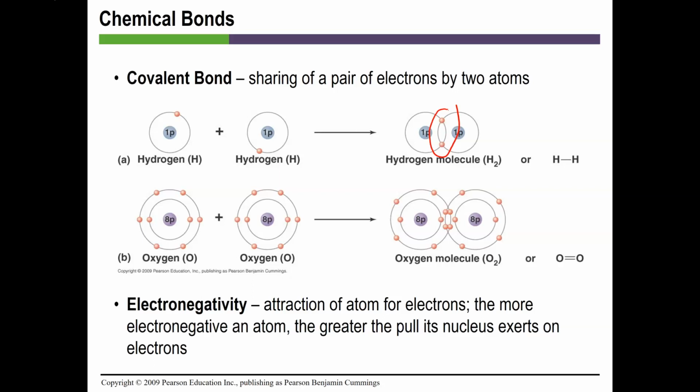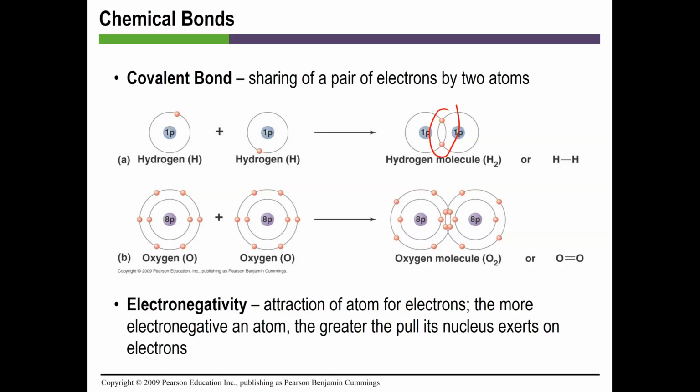On the bottom, you can see 2 oxygen atoms. If you look at the outer orbital, the valence orbital on oxygen, you'll notice that there's 6 electrons in each oxygen atom. That second orbital has room for 8, so they each need 2 more. Each atom needs 2 more electrons to fill the outer shell.